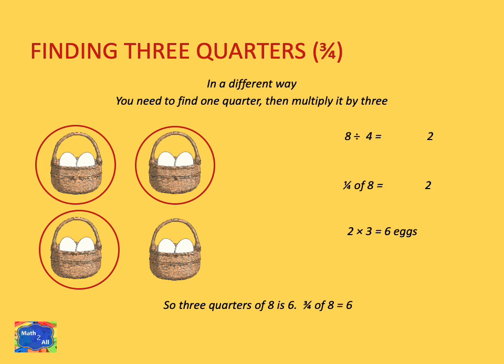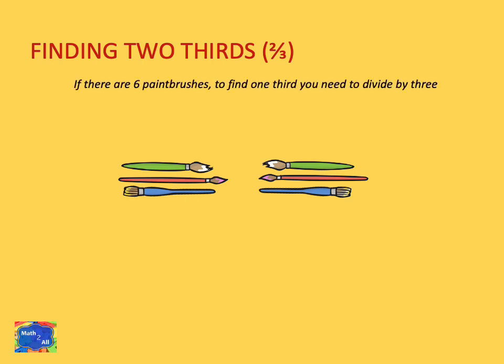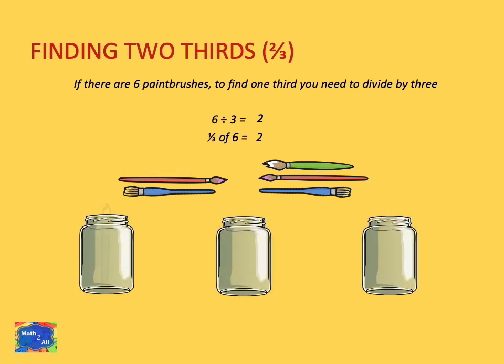With the same concept, to find 2/3, you need first to find 1/3. So here I have 6 paint brushes. To find 1/3, we need to divide by 3. 6 divided by 3 equals 2. So 1/3 of 6 equals 2. Here, each jar will have 2 paint brushes.